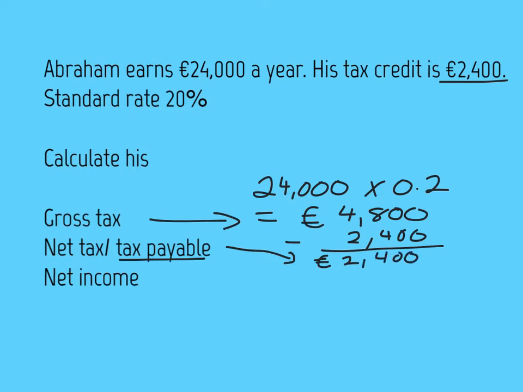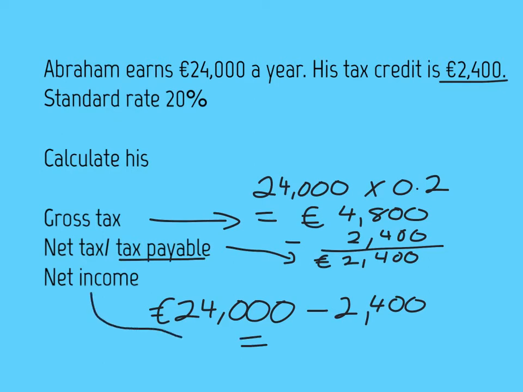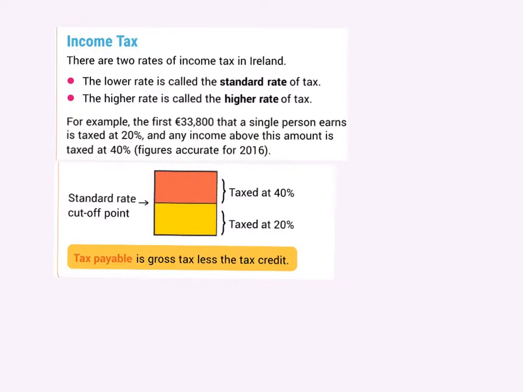Okay, and then finally, to get his net income, we need to take the 24,000. So we want to find out how much he gets to bring home. 24,000 minus 2,400, and what we'll get there, which is net income, or sometimes you'll hear it being called take home pay, which is going to give me 21,600, and that's their take home pay.